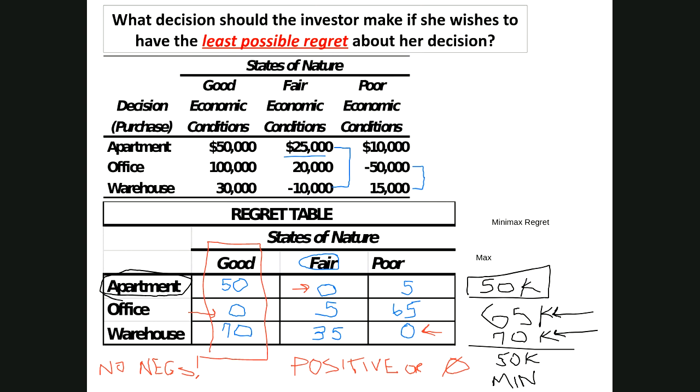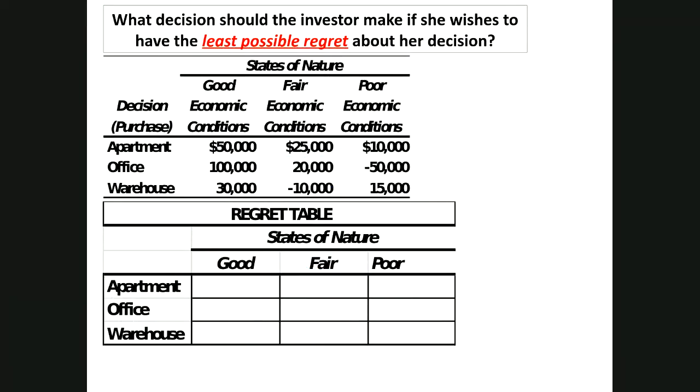And so our decision, sorry, I didn't mean to erase that. Our decision, though, is, I clicked the wrong button. But anyway, the decision is to invest in the apartment. And the regret will be no more than 50,000.